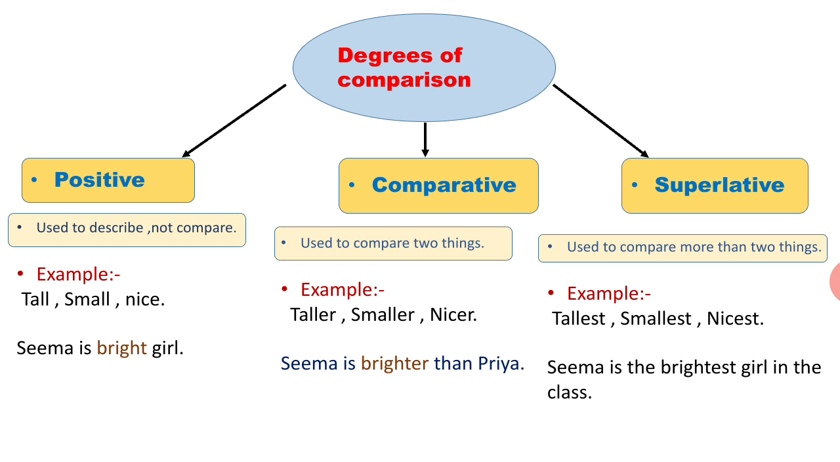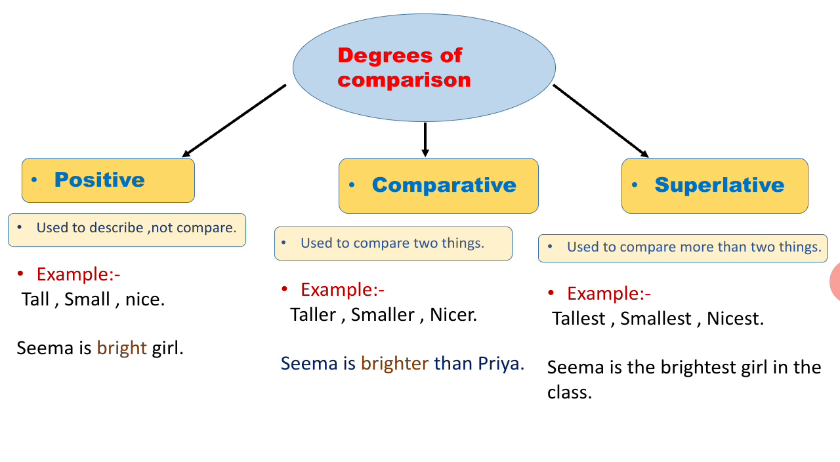Okay, now we will see the examples like tall, taller, tallest, small, smaller, smallest, nice, nicer, nicest. So these are the examples of positive, comparative and superlative. Now we will see the sentence example like Seema is a bright girl. So here in this sentence I have described Seema is a bright girl. I have not compared Seema with any other girl. So the sentence is positive.